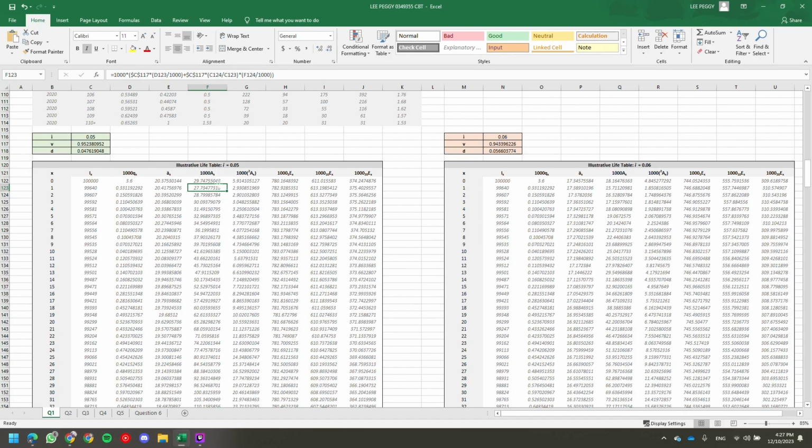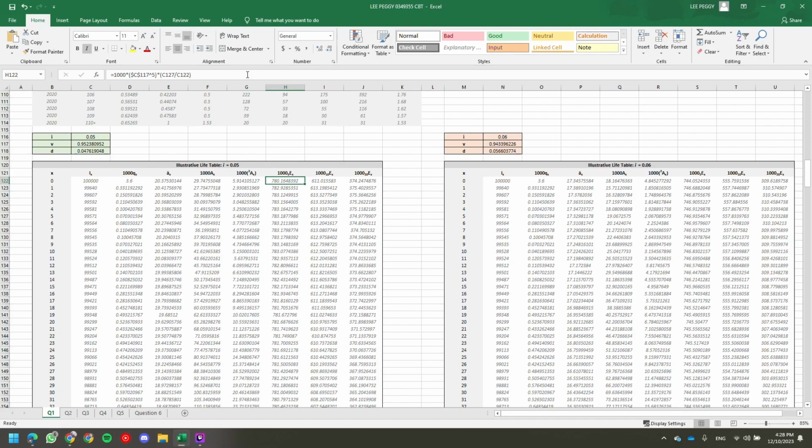So after getting Ax, we can construct double dot Ax, which is 1 minus Ax, remember to divide it by 1000, and then divide by d, which is i times v. So we can also drag it all the way down to get all the values. For 2Ax, the calculation is similar to Ax, but we calculate this using v power of 2. So we can get all the values and drag it all the way down.